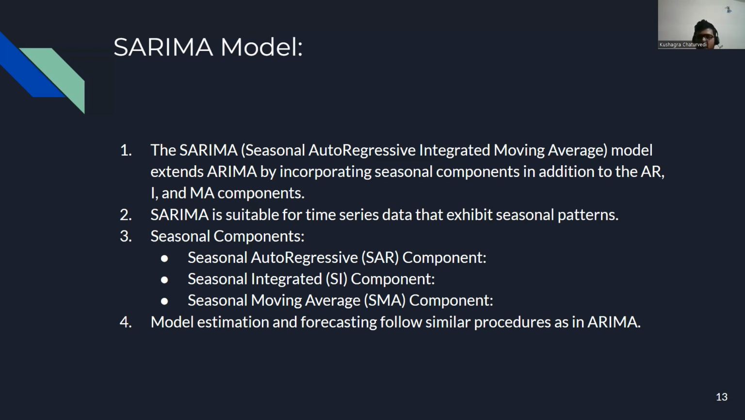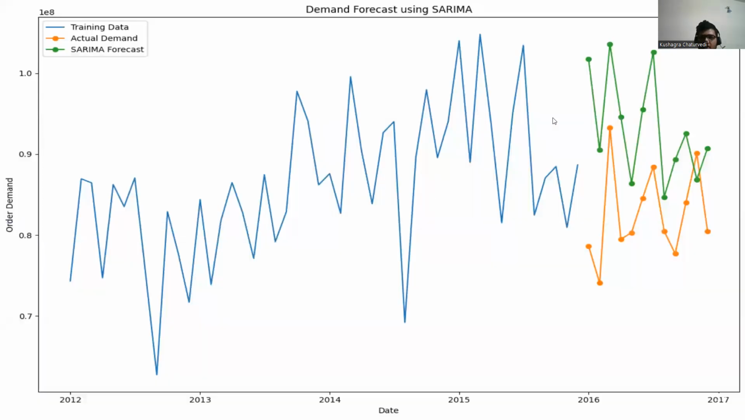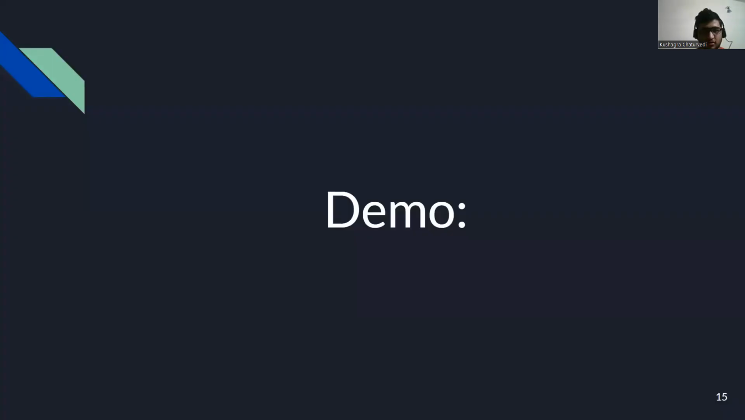Then again, we follow the same estimation model that is followed by ARIMA. The only difference is the seasonal component that is added there. And as you can see, it is representing the seasonal pattern present in the time series data, which the ARIMA model has failed to capture. So then coming on to the demo part.